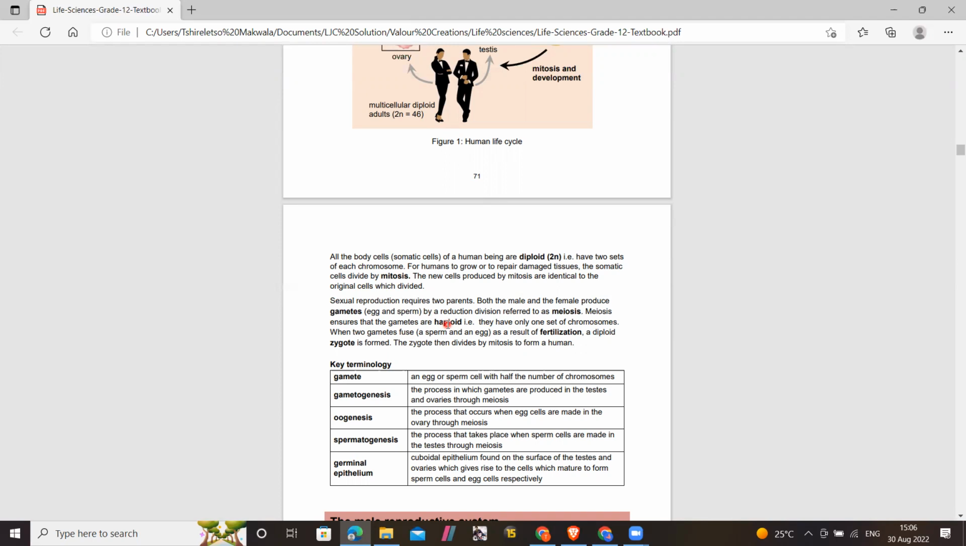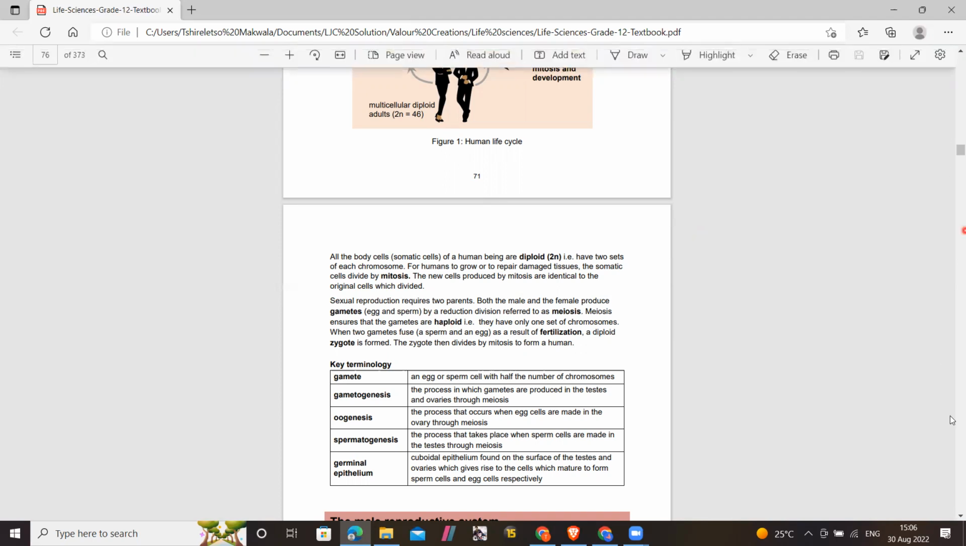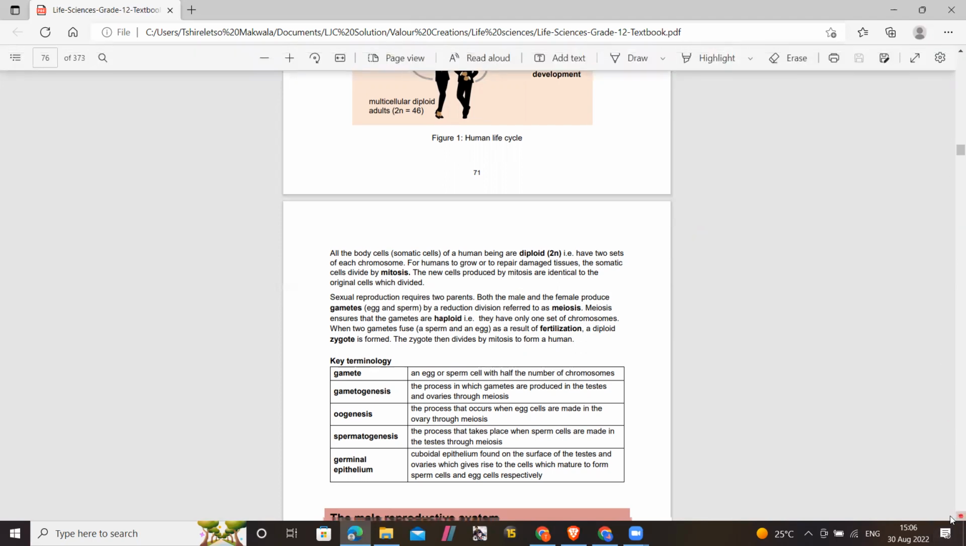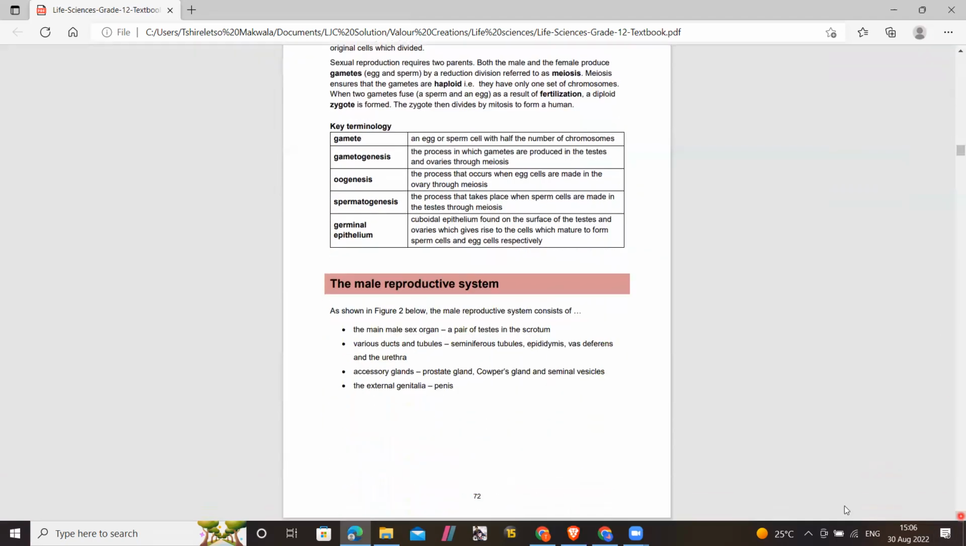And then that zygote will divide, right? Using a process called mitosis, right? To form a human, meaning to grow, right? So that's basically the basics of why there's reproduction, right?